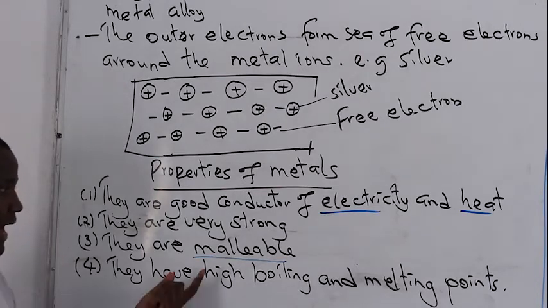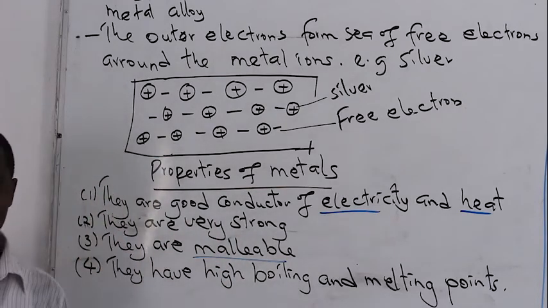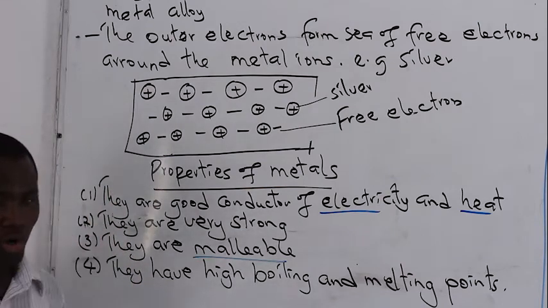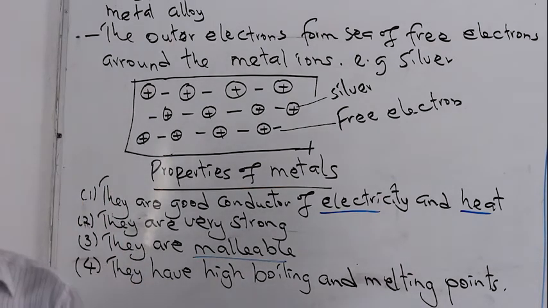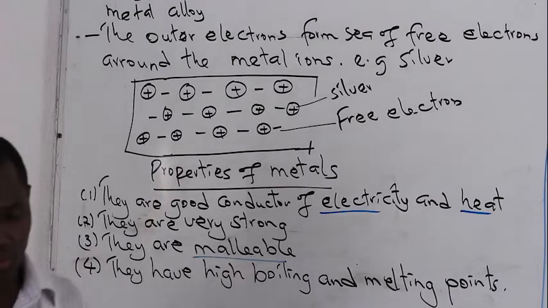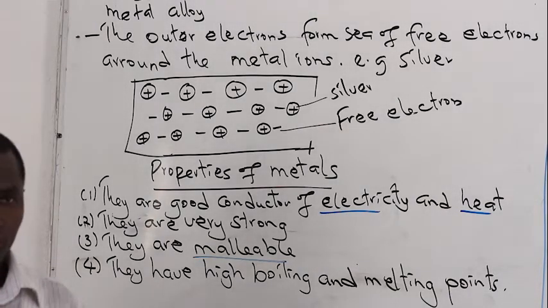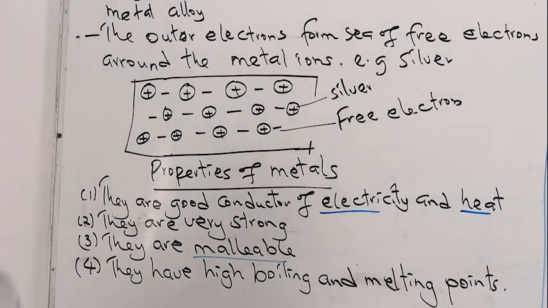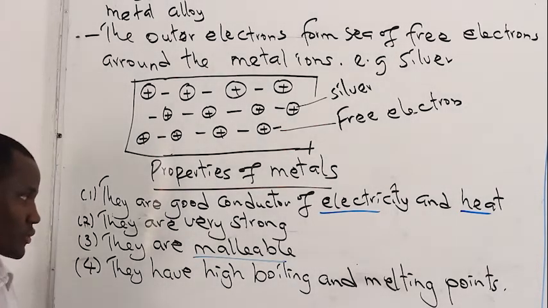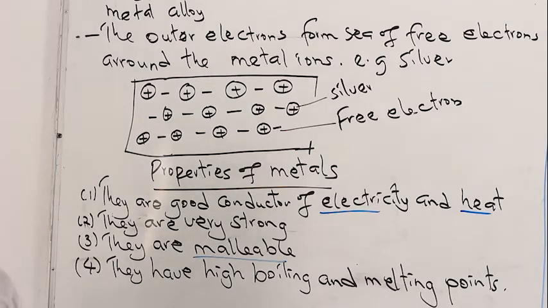Then they also have high boiling and melting points. So all metals have high boiling and melting points. This is because they are very hard and they require a lot of heat energy to break the bonds within the metal structure. So that brings us to the end of this topic of chemical bonding and structure.